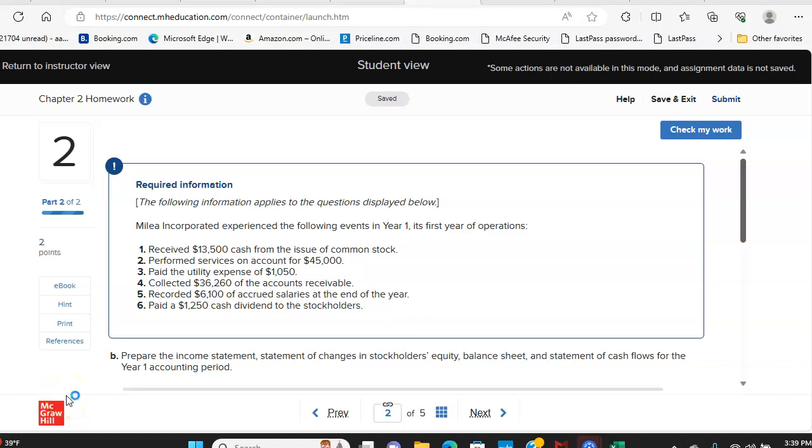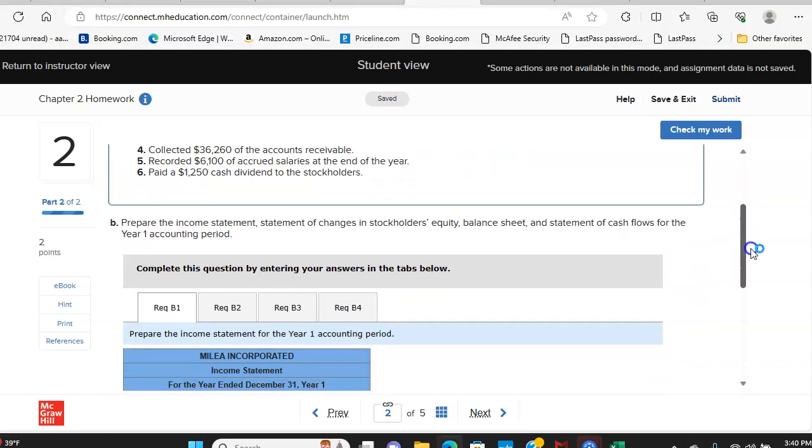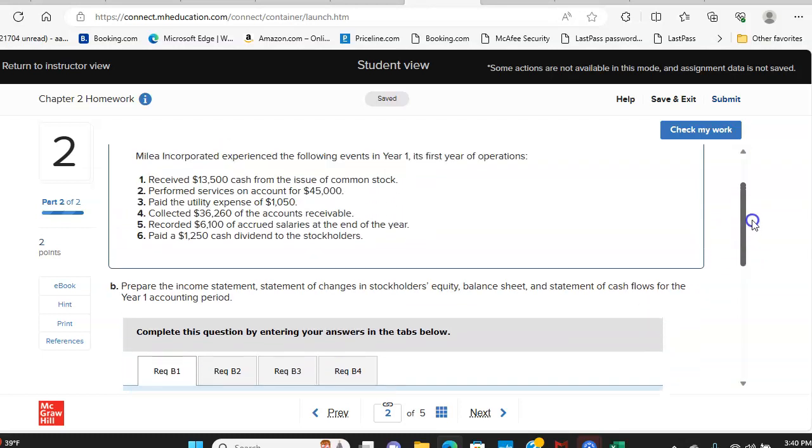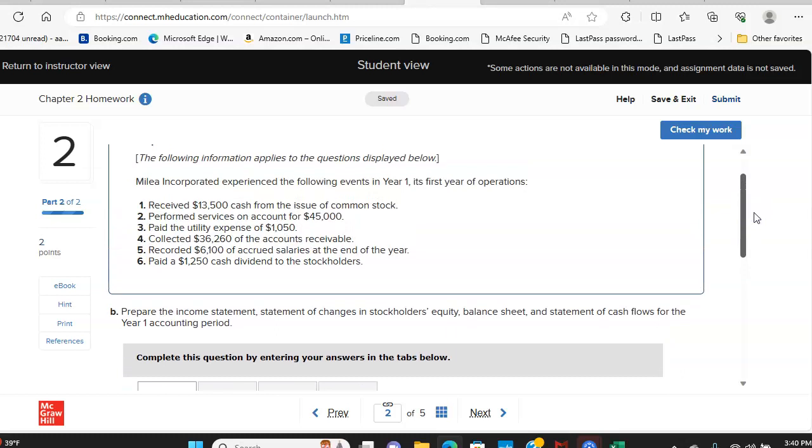Well, hello everyone. Let's take a look at our Chapter 2 homework demonstration problem. For this particular problem, we're going to take a look at how to prepare the financial statements. We'll begin with the income statement, followed by the statement of changes in stockholders' equity. Then we prepare the balance sheet, and last we prepare the statement of cash flows. So you ready? Let's go.